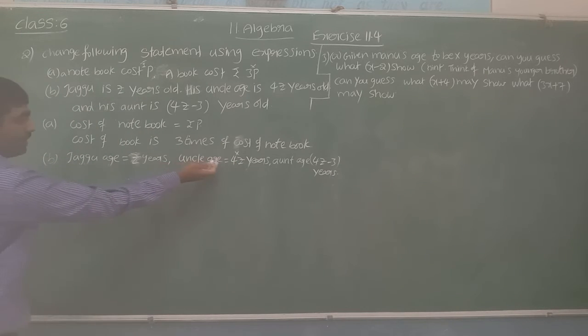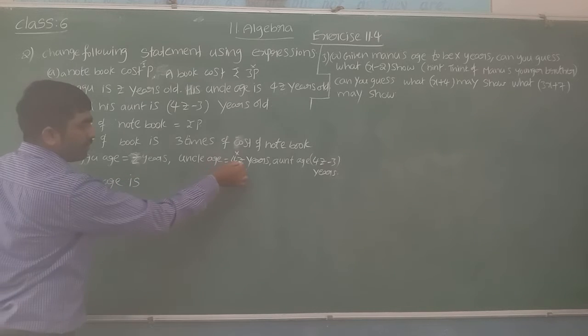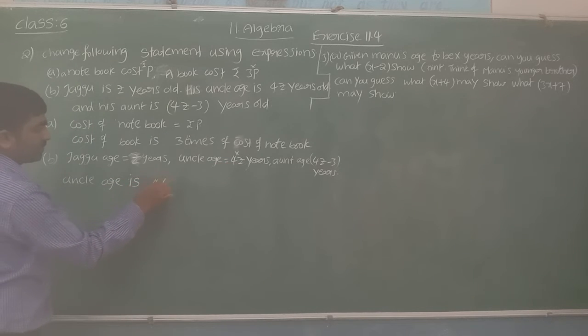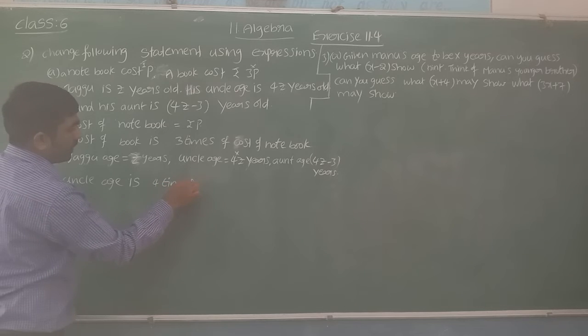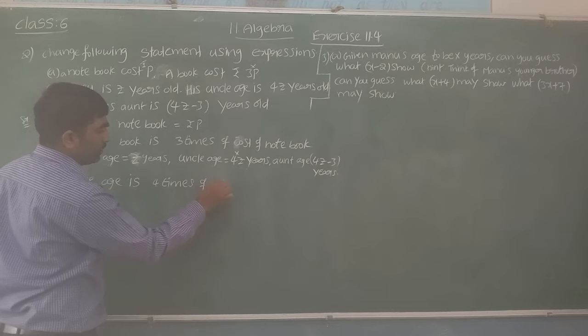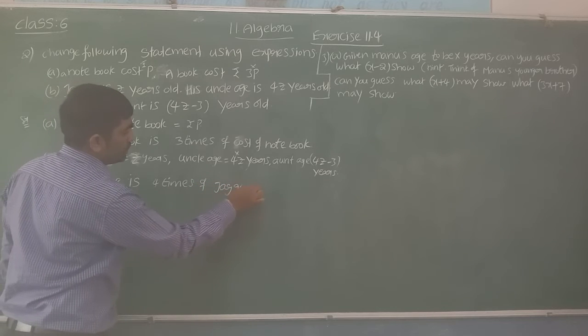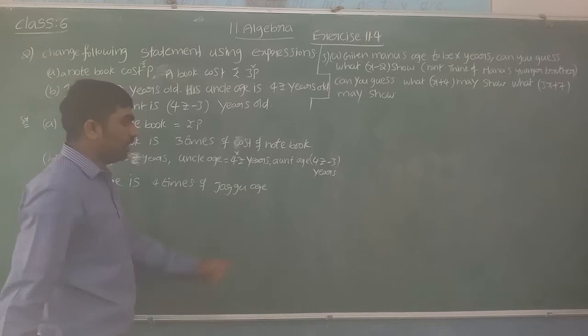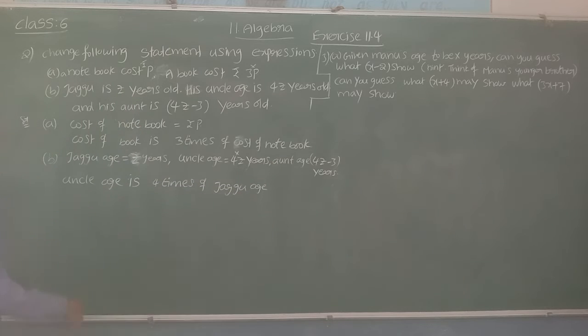Now we will write this as a statement. How can I write it here? Uncle's age is 4 times Z. Uncle's age is 4 times what? What is meant by Z? Z's age. 4 times Z's age. What about aunt's age? We can write aunt's age now.